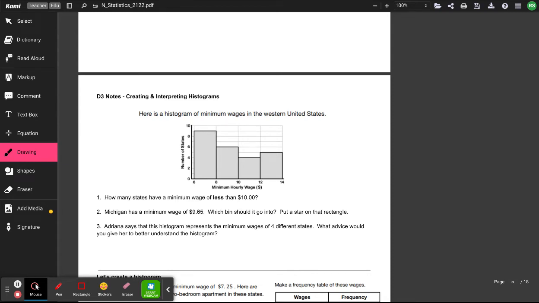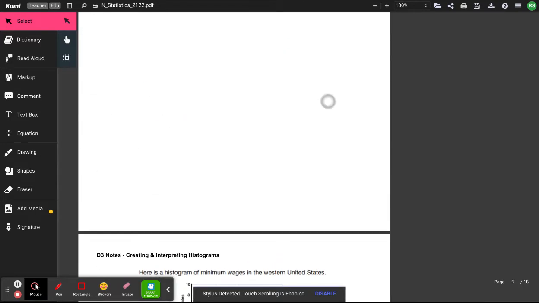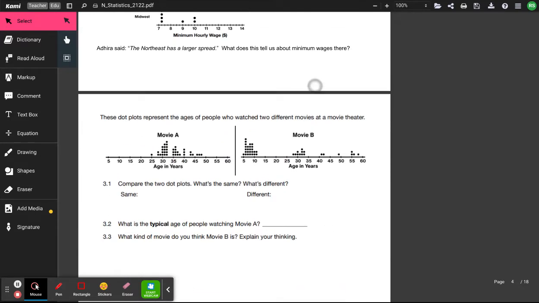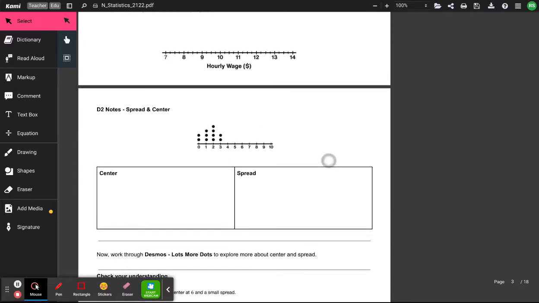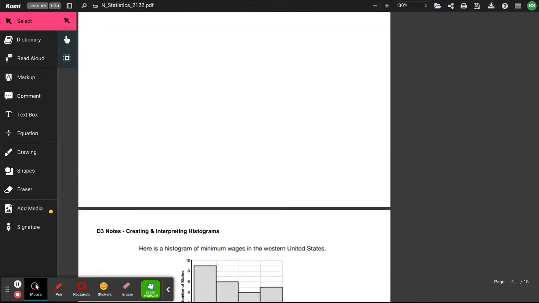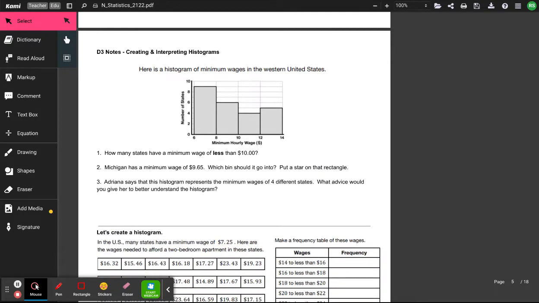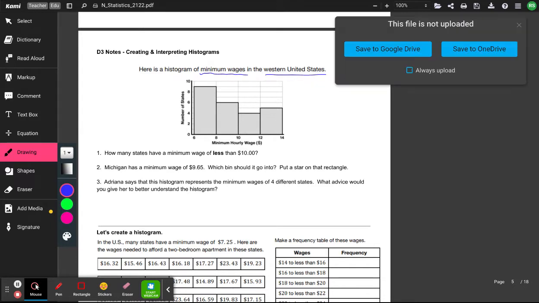All right, guys, I'm going to take you through your notes here for day 3. Remember, yesterday we talked about making some of these dot plots, taking a look at the frequencies. We talked about the spread, the center. Today we're really going to be focused on creating histograms, which look like bar charts. Here's a histogram of minimum wages in the Western United States.